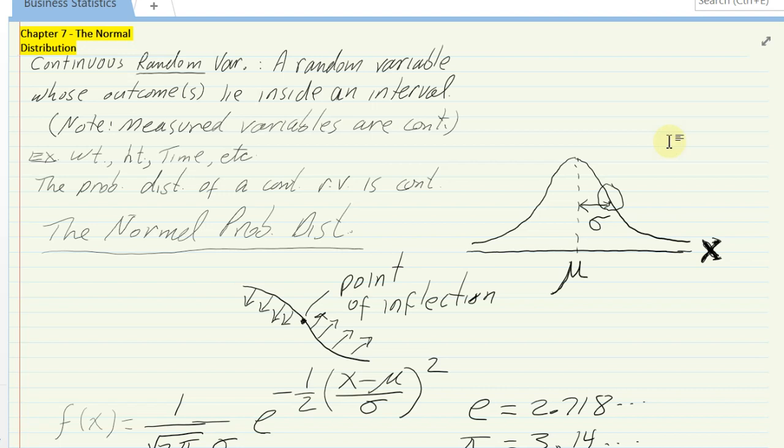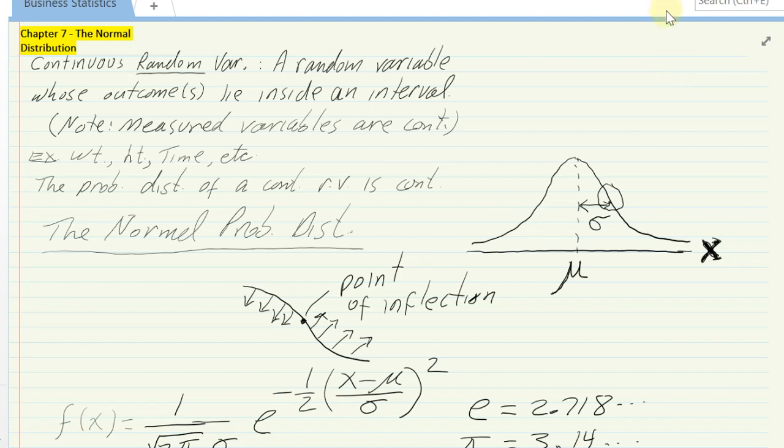Okay, in chapter 7, we're going to talk about the normal distribution. Before we talk about normal distribution, let's talk about continuous random variables. Now, we talked about continuous variables back in earlier chapters, the first week of class. So a continuous random variable is just like a continuous variable, except the addition of the word random. That means we don't know the outcome of the experiment ahead of time.